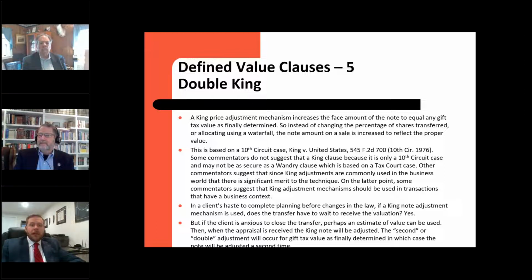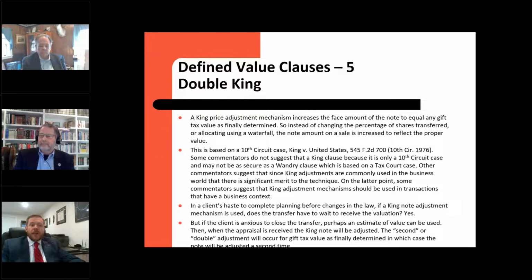So a double King is, what if you don't have the time to get an appraisal before you need to complete the transaction? If you're worried, such as back in 2020, 2021, that a change in the tax laws is imminent. It may happen any day. So you don't want to wait for the appraisal, but you have an idea. Maybe the appraiser gives you an estimated number.